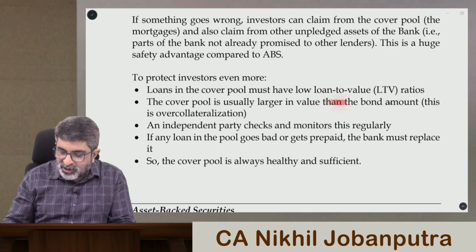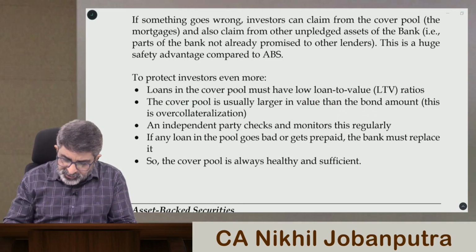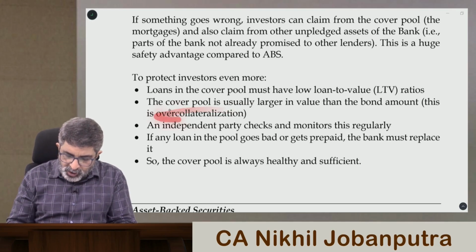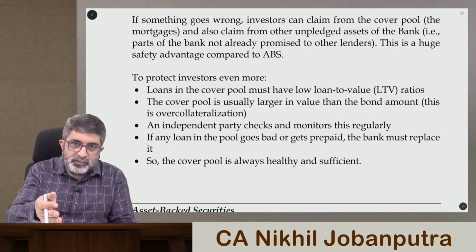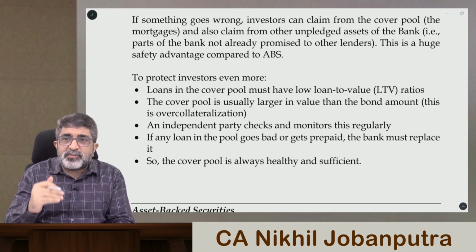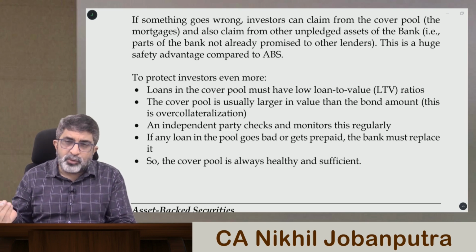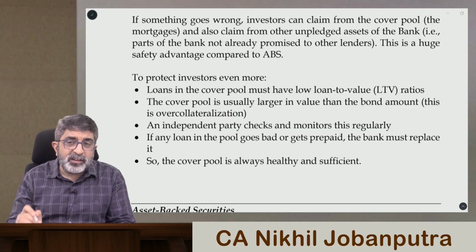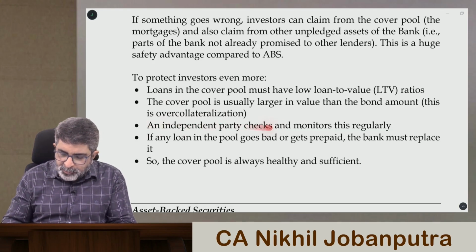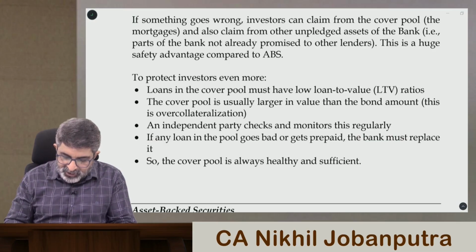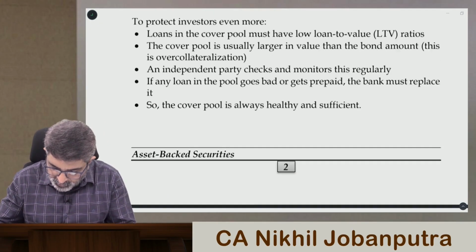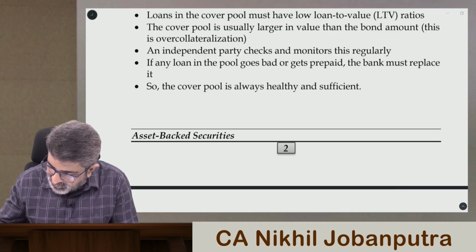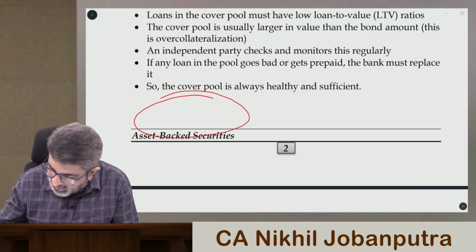The cover pool is usually larger in value than the bond amount. This is called over collateralization. So we are going to talk about over collateralization in detail, but collateralization is that something is given as a collateral. Over collateralization means you have something as a much safer measure compared to generally what we call collateralization. So we refer to this concept as over collateralization. An independent party checks and monitors this regularly. If any loan in the pool goes bad or gets prepaid, the bank must replace it. So the cover pool is always healthy and sufficient. Now this is a beautiful concept in itself. Like say this is the asset pool.